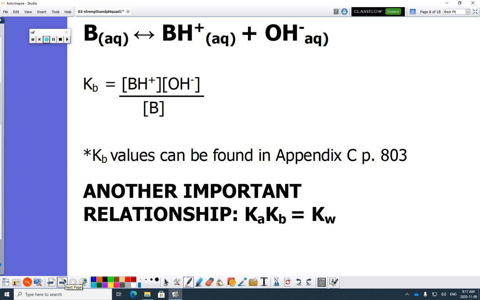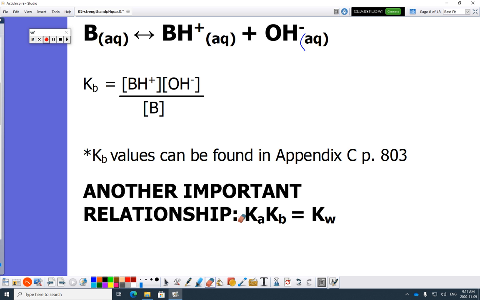So now it's still products over reactants. I've left water out of this equation. It's the conjugate acid, which has accepted a proton, so we write it like BH plus. And then it would have taken the proton from water, so what's left? The OH. And then the base concentration goes on the bottom. This one, again, these questions are sort of unique compared to other quantitative values.